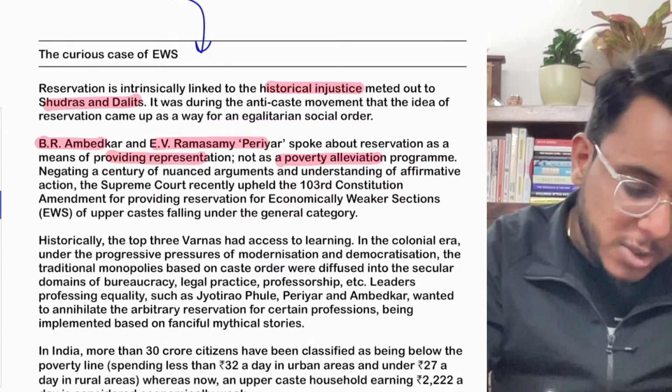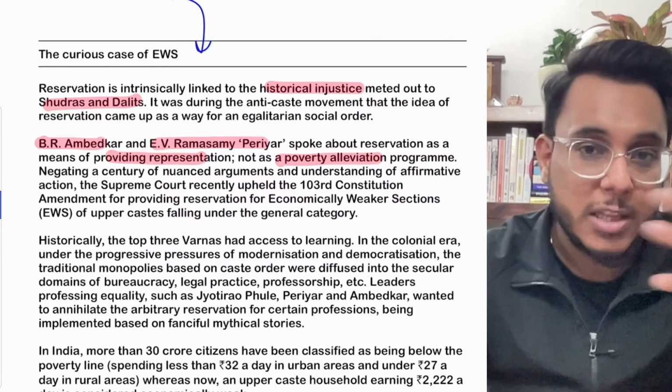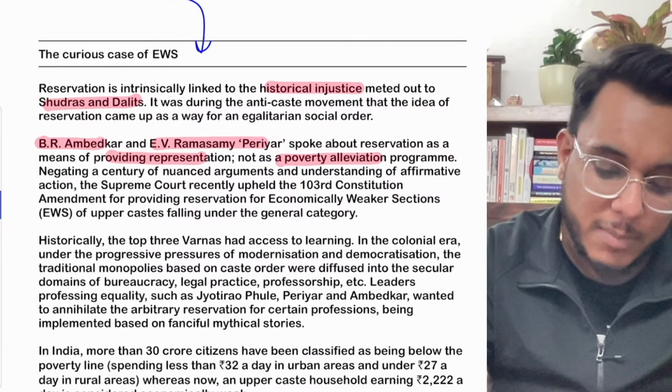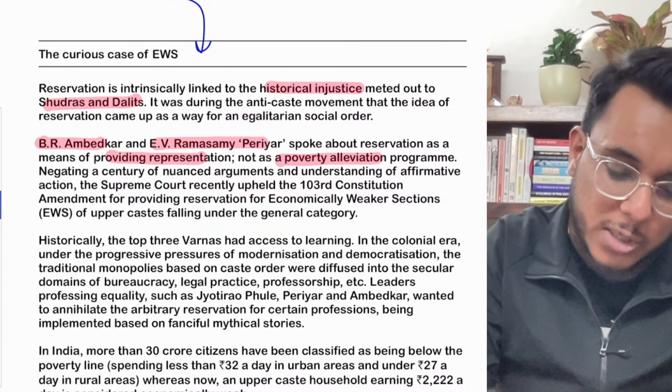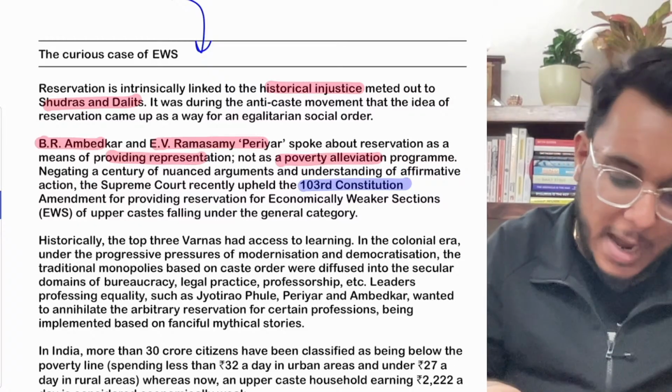So it has been said that, seeing the design of the reservation and the viewpoints of Dr. B.R. Ambedkar and E.V. Ramaswamy, the 103rd Constitutional Amendment Act doesn't make any sense, but anyhow the Supreme Court has upheld that.